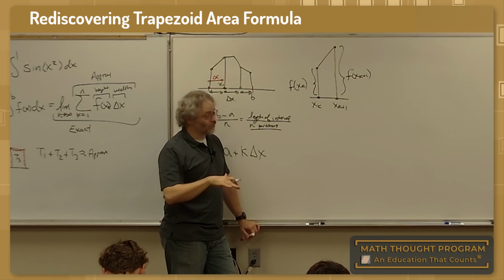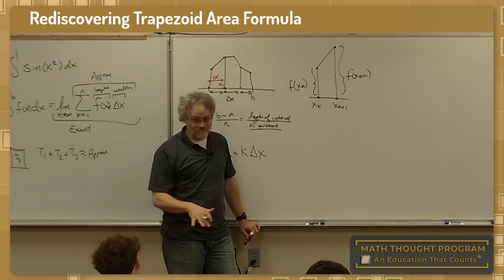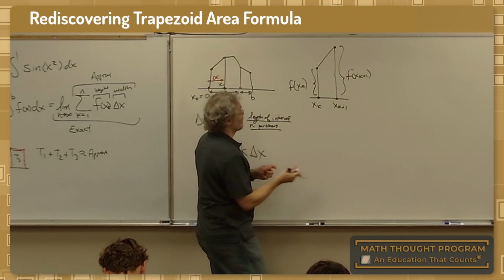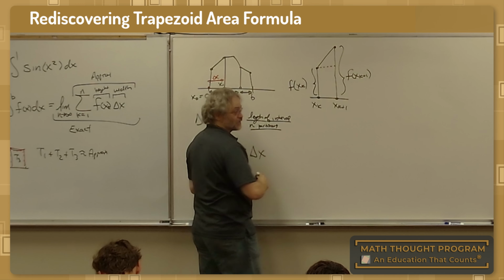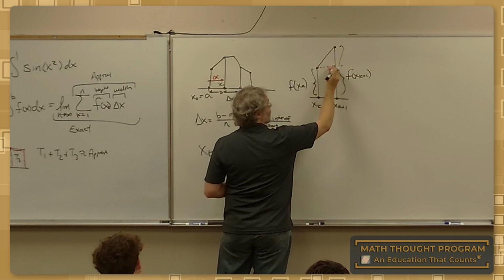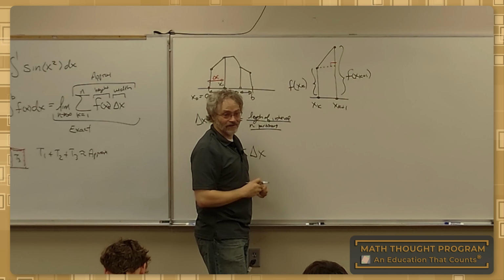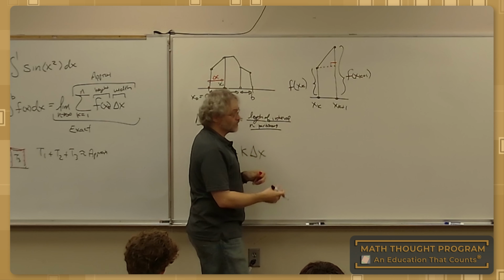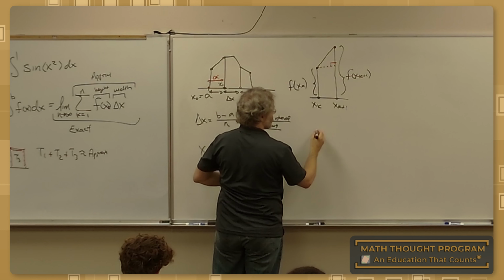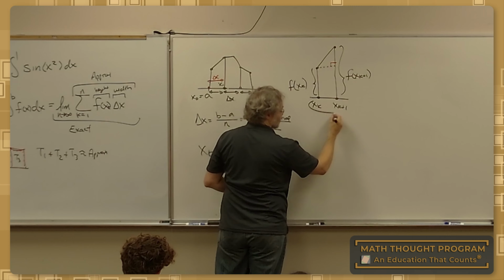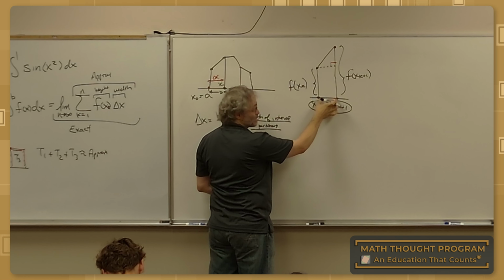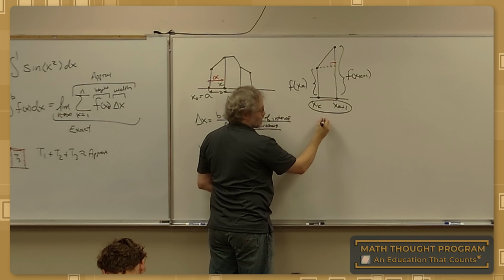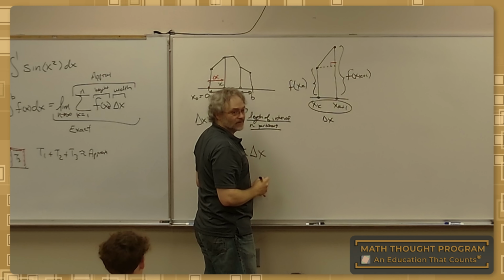If you've forgotten what the area of a trapezoid is, not a big deal. If you were to draw a line through, what you would find is you have a rectangle and then a right triangle. Put the two pieces together. Here's the area of the rectangle. Now, first off, if I go from x of k to x of k plus 1, this distance is called delta x.